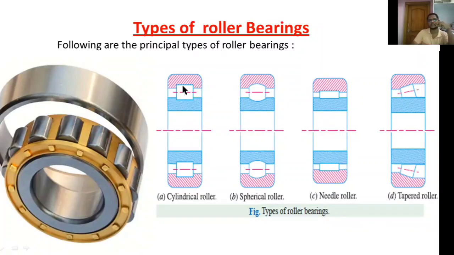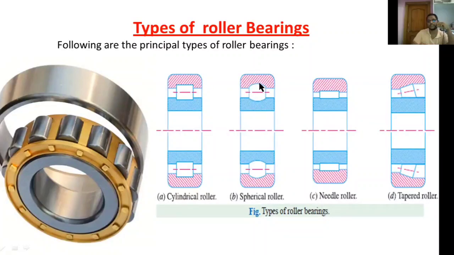Now these are the examples for different types of roller bearings. So this one is a cylindrical roller bearing. This one is a spherical roller bearing. This one is a needle roller bearing. This one is a tapered roller bearing. Here the main difference is the inner race and outer race design, and the shape of the roller. The roller is cylindrical, that means there is no taper in shape, but in spherical roller bearings the rolling element is spherical in shape.